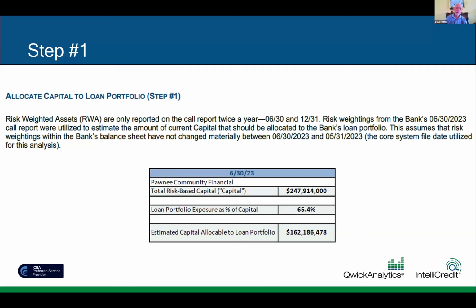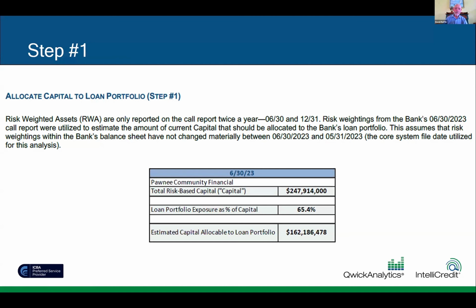Here's an example where, for this fictitious bank, we were able to calculate that the loan portfolio exposure as a percent of capital was about 65%. And I should have apologized at the beginning: there's construction going on next door with, of all things, a hydraulic drill. So I apologize for the background noise.